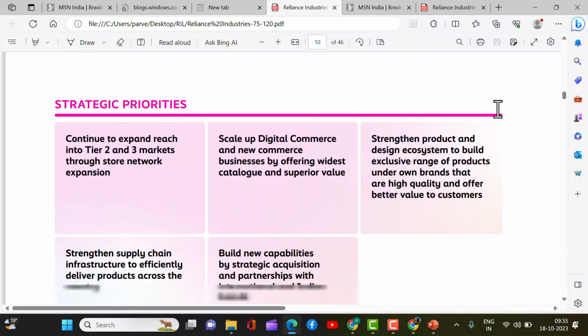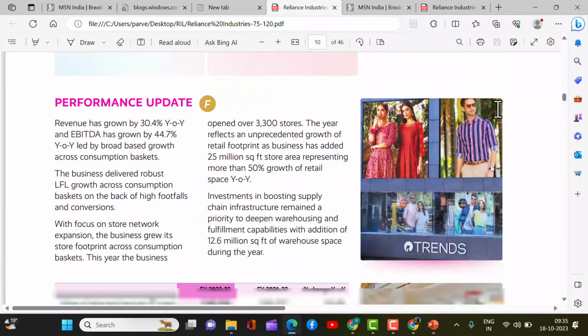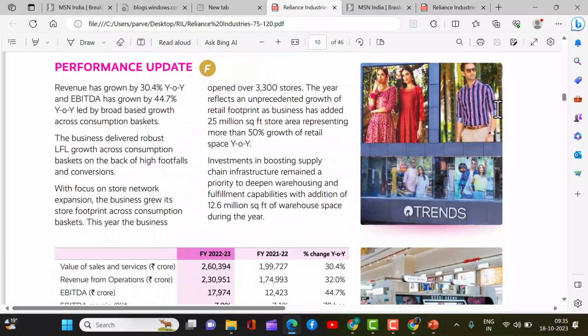Then they're talking about how their business is growing. Look at this. Revenue update performance. Revenue has grown by 30.4% year on year, and EBITDA has grown by 44.7% year on year, led by broad-based growth across consumption baskets. So their revenue has gone up by 30%, whereas their profitability has gone up by 44%.